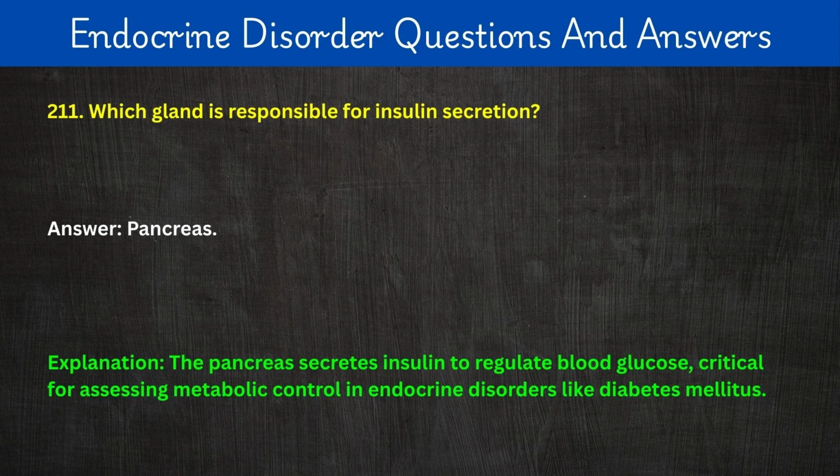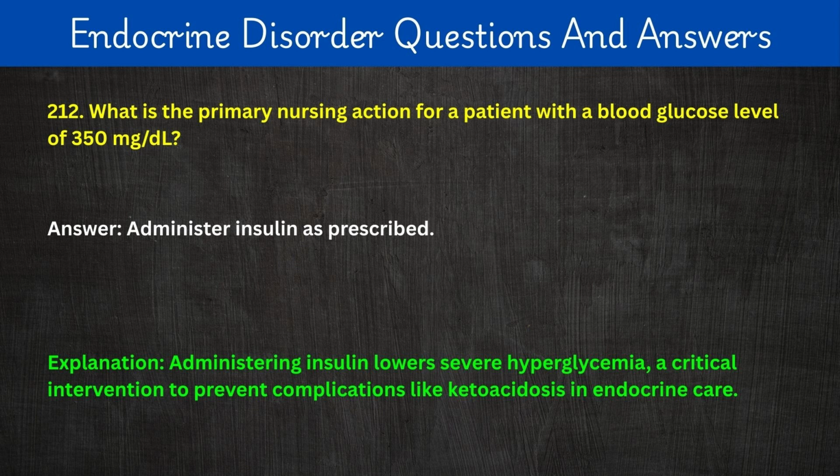211. Which gland is responsible for insulin secretion? Answer: pancreas. Explanation: the pancreas secretes insulin to regulate blood glucose, critical for assessing metabolic control in endocrine disorders like diabetes mellitus.